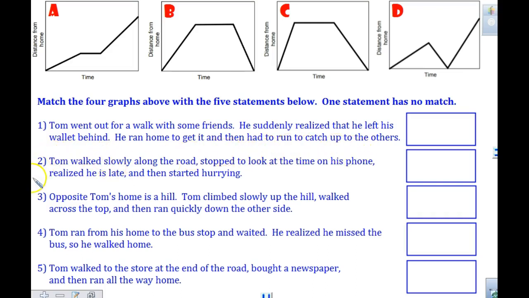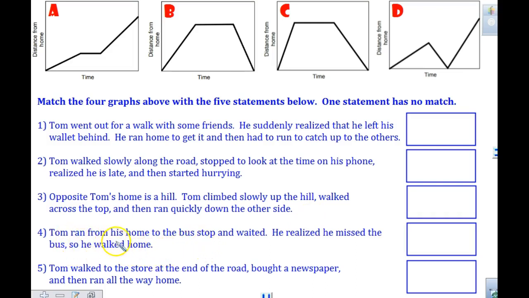Sam, run and read number 2. Tom walked slowly along the road. He stopped to look at the time on his phone and realized he's late. And then he said he would. Okay. If we look at number 3, if you are reading that one, Audrey. If we are looking, Hunter, at number 4.